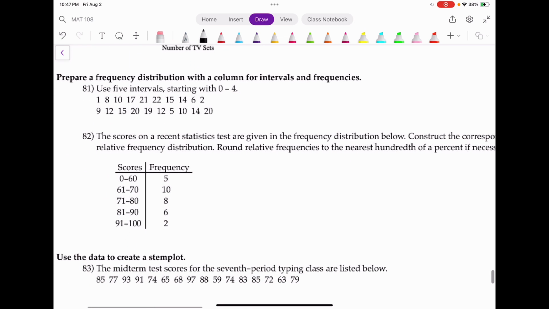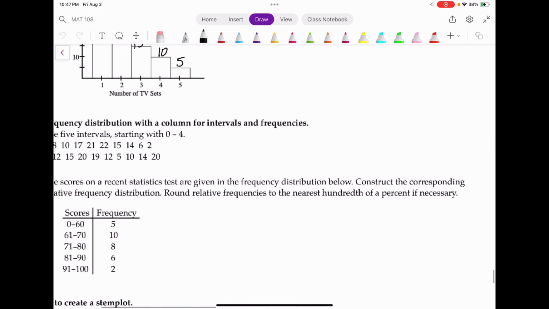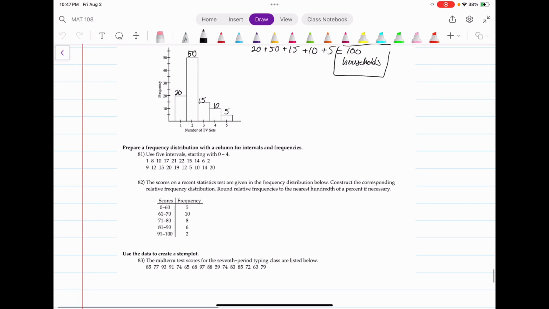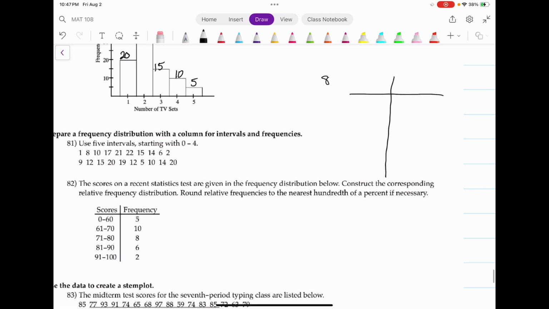Okay, number 81. It says prepare a frequency distribution with a column for intervals and frequencies. Use 5 intervals starting with the interval from 0 to 4. So let's draw our table right over here. That's going to be question 81.